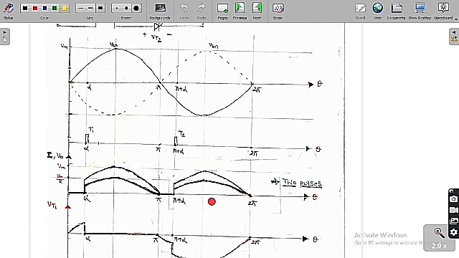You can see clearly there are two pulses in 2 pi. Therefore, we can say this is called a single phase full wave shunt tap rectifier. It means we are going to get two pulses in a 2 pi, so we call this the full wave.